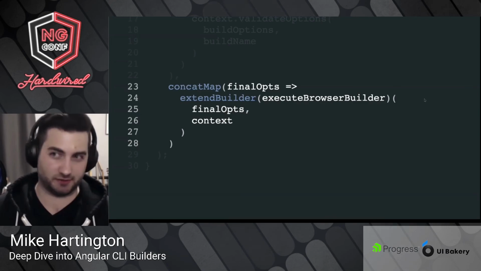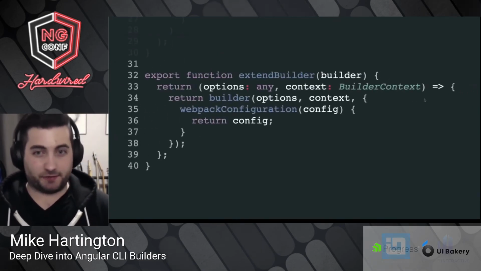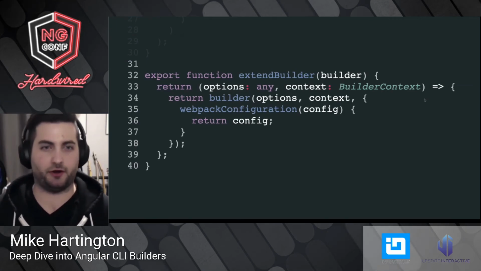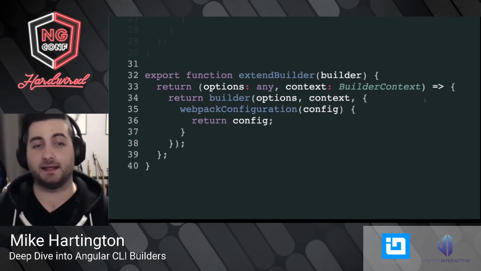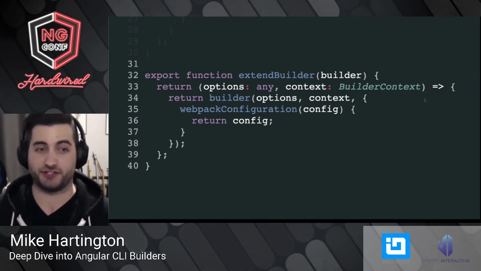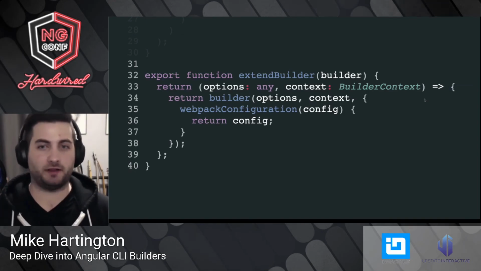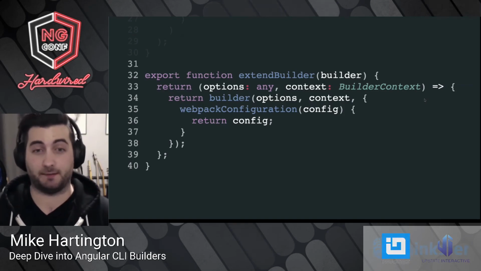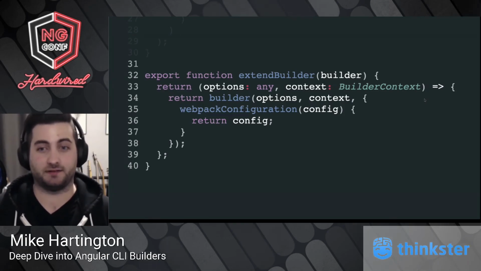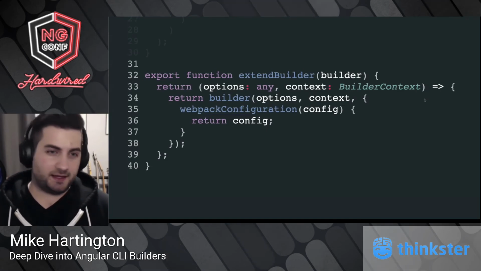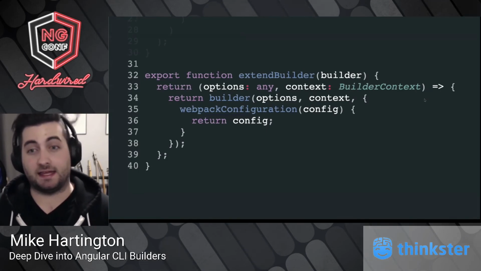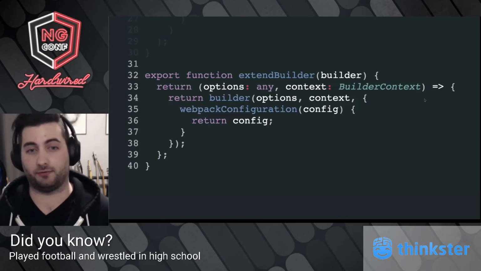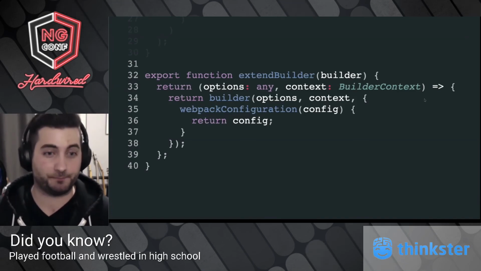So what does extend builder look like? Well, extend builder, like I said, takes a builder as an argument. And then it's going to return our options and a context, and modify the options and context from that original builder. So here we're calling our builder, which in this case is the default browser builder from DevKit. And we're going to pass in our normalized options, the original context, and then we're going to modify the third argument inside of execute browser builder for our transforms. Now this is going to be our Webpack configuration.